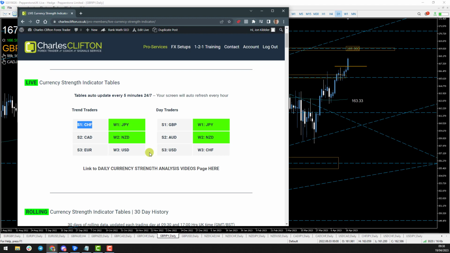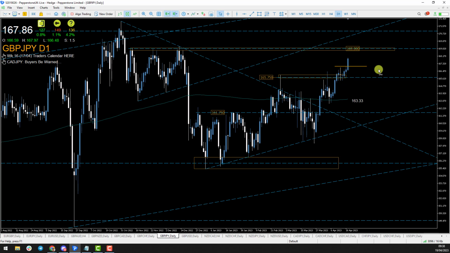However, again, using the currency strength indicator tables, we can identify that yes, the yen is still weak, and we have two currencies that are topping each individual table as the strongest. That's where we can focus some attention. So let's dive into pound yen. I like pound yen a lot.